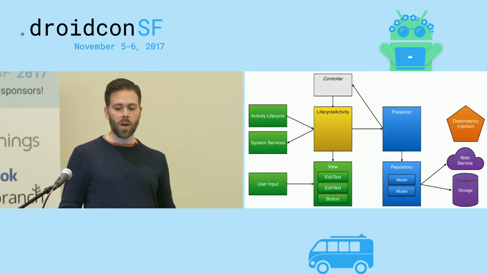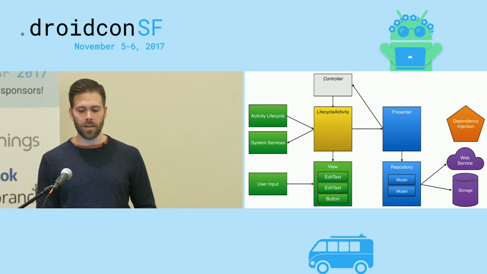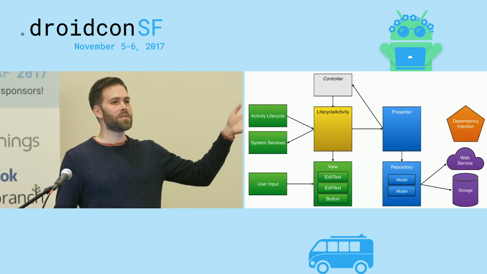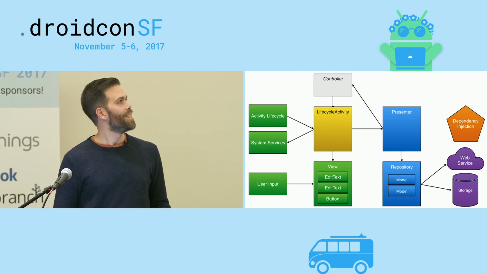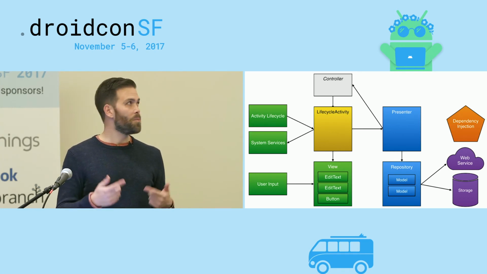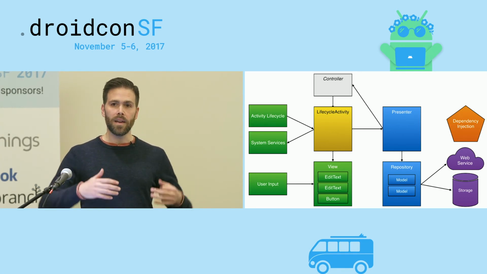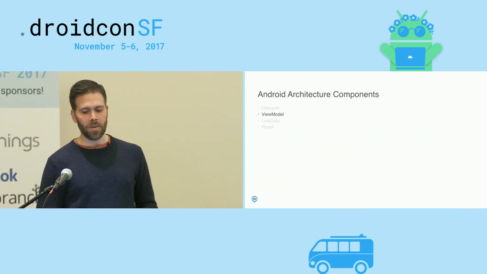Okay, great. So we made our first upgrade. Now our activity is a lifecycle activity. It's like, hey, look at me, I'm a lifecycle owner, but nobody's listening. Isn't that so sad? So how can we start to get our other components to be aware of the fact that this activity is saying, hey, I have a lifecycle? Well, that brings us to ViewModel.